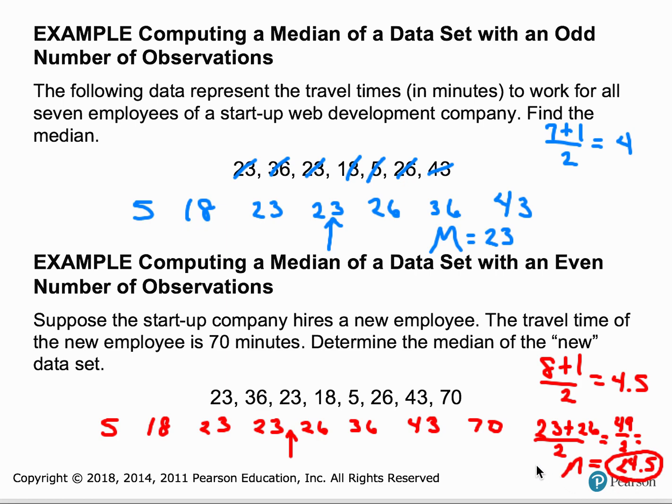So notice there's 1, 2, 3, 4 on each side of the median because the median is not an actual value. In the earlier set, there's 1, 2, 3 on each side of the median. It's right in the middle.